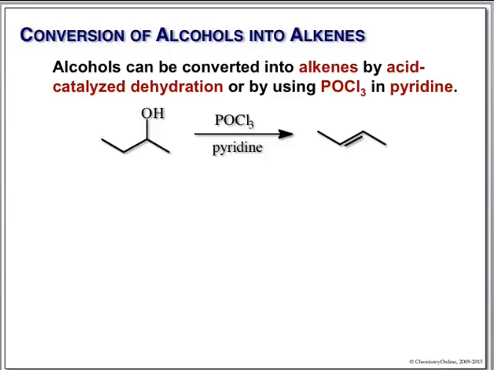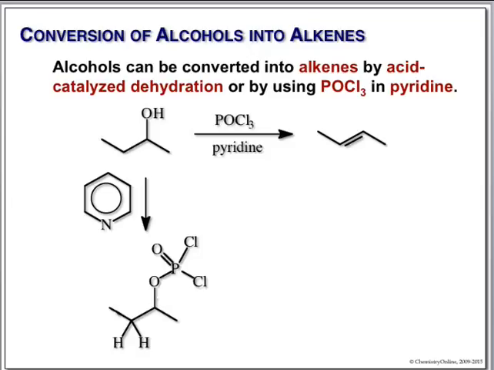POCl3 is a much more civilized way to do an elimination. What we're going to do is form a phosphate ester here once again. Pyridine is going to pull off our hydrogen. So here's our intermediate. This is going to be a nice, simple E2 elimination. And because of that, we're going to get, in this case, the nice trans product, the most stable product.